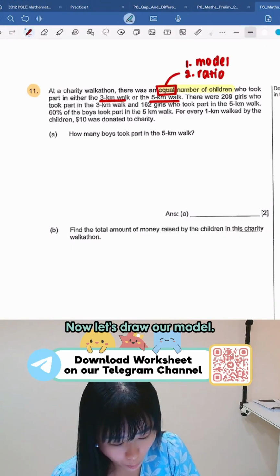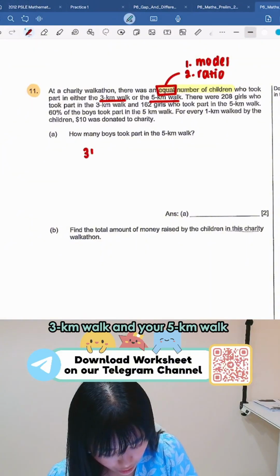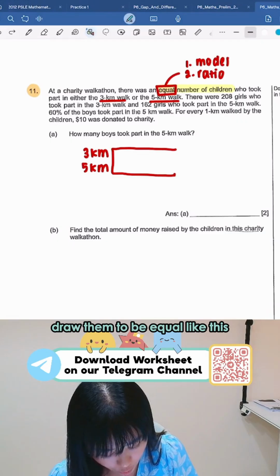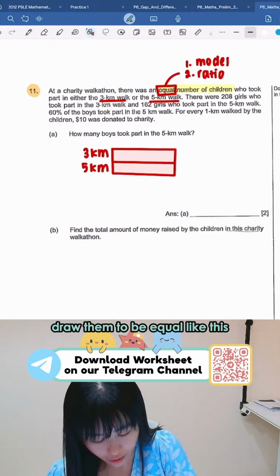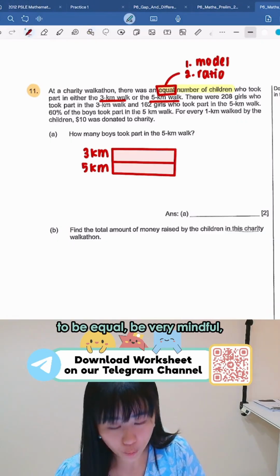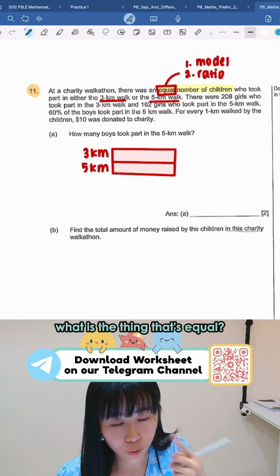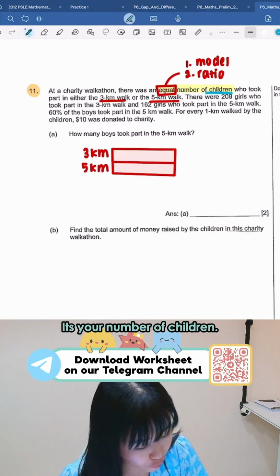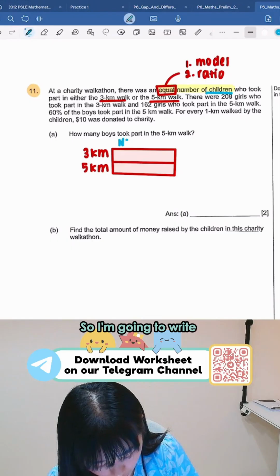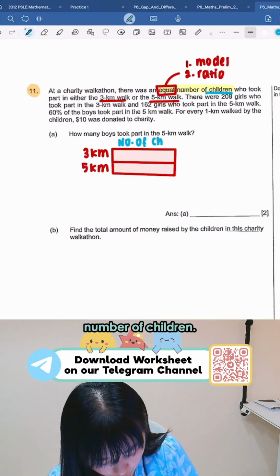Now, let's draw our model, okay? Do this, 3 km walk and your 5 km walk. Draw them to be equal, like this. And when I draw them to be equal, be very mindful. What is the thing that's equal? It is your number of children, so I'm going to write number of children.